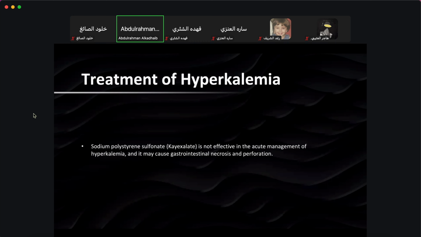Okay. One more point about the treatment of hyperkalemia. You may hear about an old medication called Kayexalate, or sodium polystyrene sulfonate. This is an outdated medication that is not recommended anymore. We don't use it anymore in the emergency department or any other departments of the hospital because it has been associated with so many gastrointestinal side effects, including GI necrosis and perforation. And that's why it's not used anymore in the treatment of hyperkalemia.